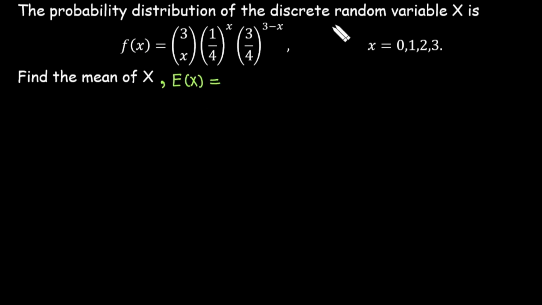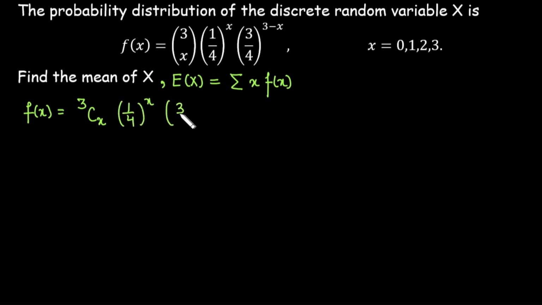How are we calculating in case of a discrete random variable? That is a summation of x into the corresponding probabilities. So here x runs from 0 to 3. Now how to calculate this f(x)? f(x) indirectly means this 3 choose x: out of 3 we have chosen x elements. So we can rewrite this function as 3Cx, times 1 by 4 power x, times 3 by 4 power 3 minus x.